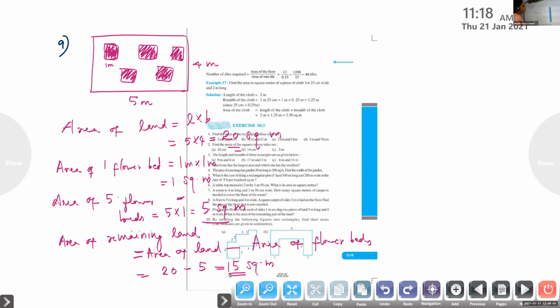When I drew this rough figure, you understood it properly, isn't it? Yes, ma'am. The same way when you get a question, just draw a rough sketch. So you'll understand it very easily.